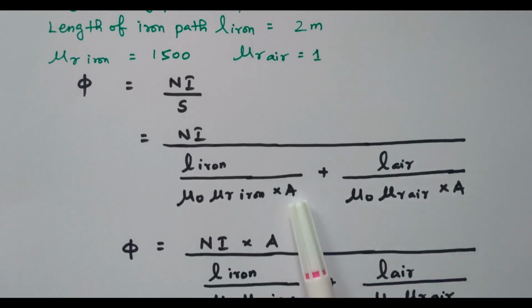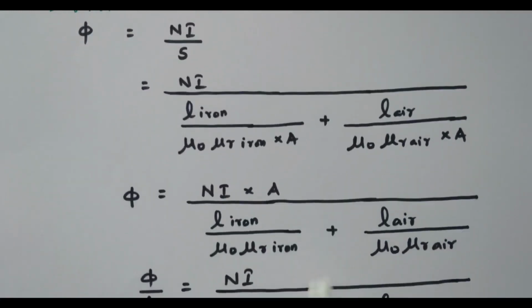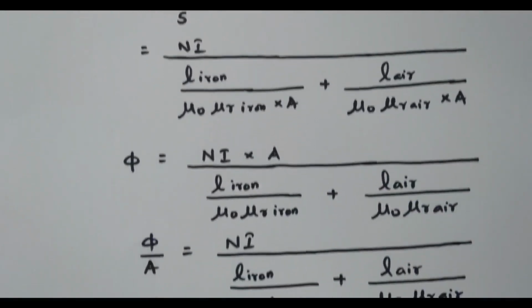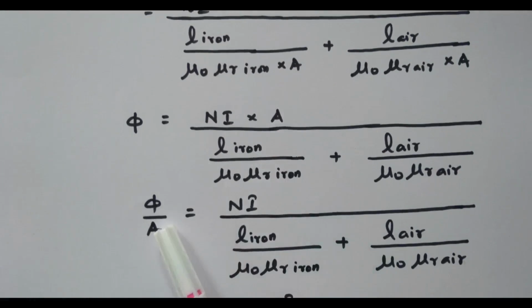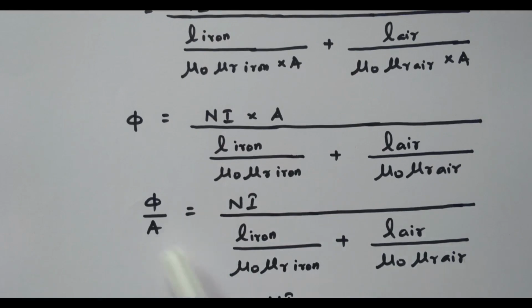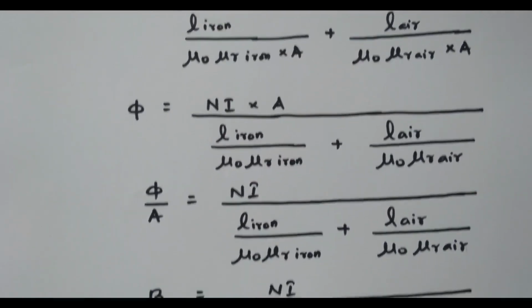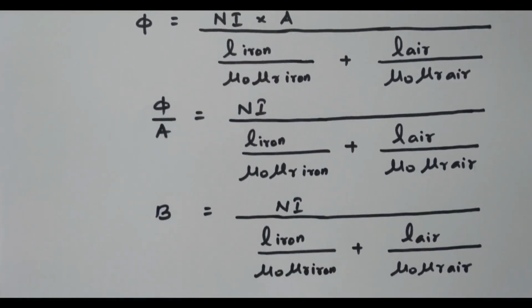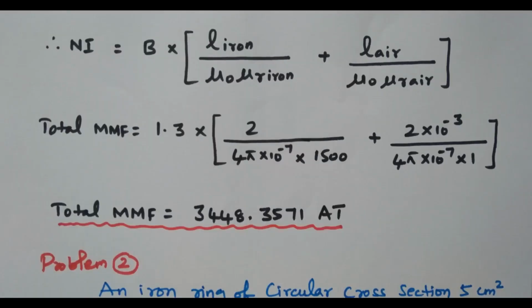This A is common, so it can be brought from the denominator into the numerator, so Ni A divided by this term. Now this A is brought to the left hand side, phi by A, that is equal to Ni divided by this reluctance. So phi by A, flux per unit area, is nothing but flux density, so that can be written as B. B equal to Ni divided by this reluctance. Now we'll go for further simplification. That can be written as Ni equal to B into the reluctance path.